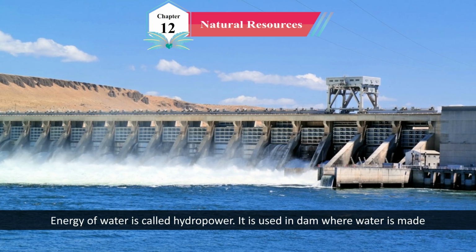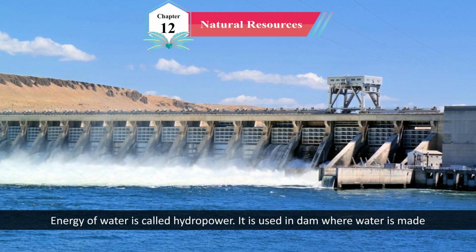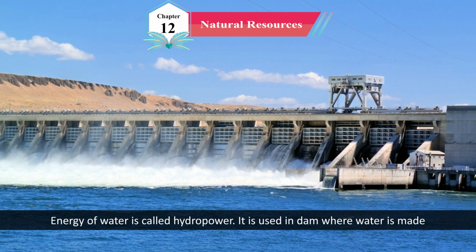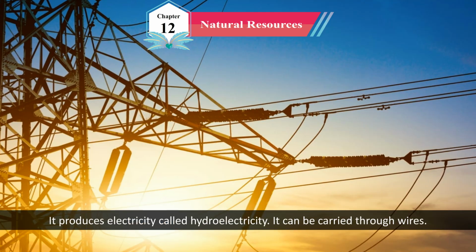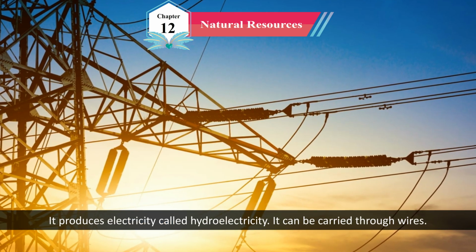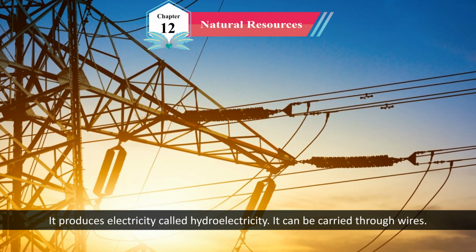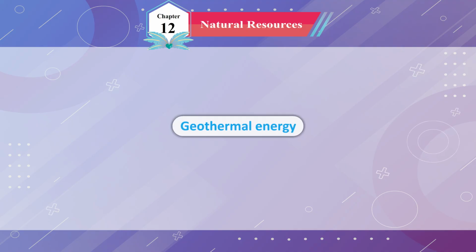Water energy. Energy of water is called hydropower. It is used in a dam where water is made to fall on the turbines from a height. It produces electricity called hydroelectricity. It can be carried through wires.